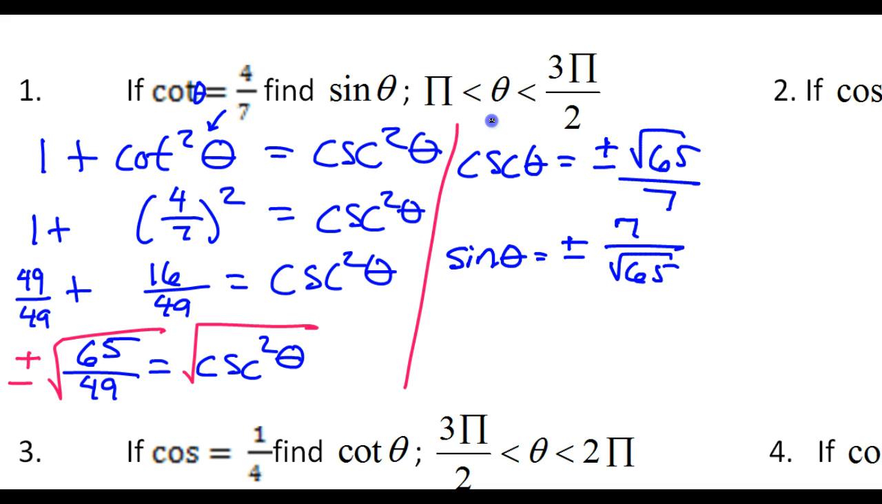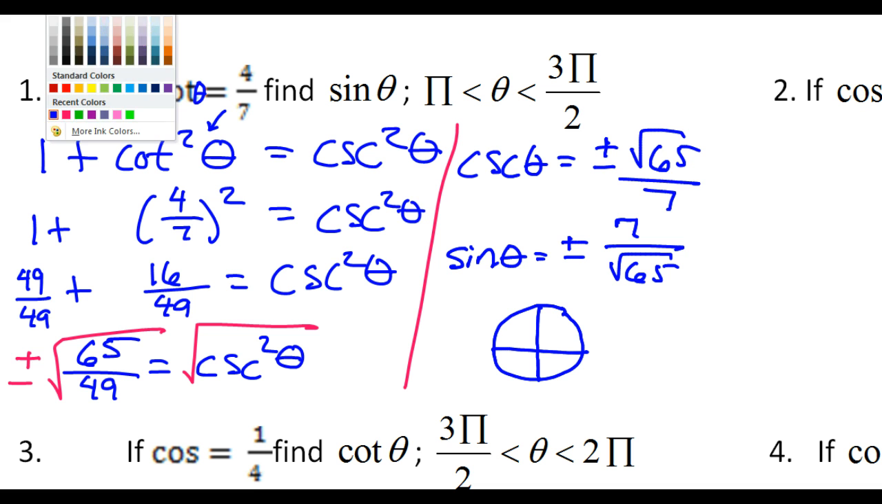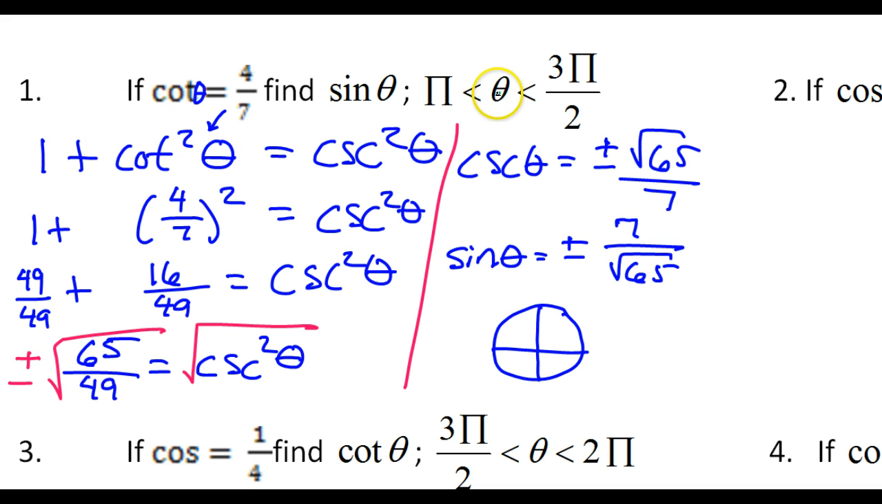To determine whether it's plus or minus, we'll just have to remember whether sine is positive or negative in the quadrant suggested by this interval. And so if I just picture my unit circle here, they're saying the angle between pi and 3 pi over 2. Well, here's pi and here's 3 pi over 2. So they're talking about this quadrant. So is sine positive or negative over here? Well, yeah, it's negative. Sine is a y value, and those are negative down here below the x-axis. So we can be sure that it will be the negative version. So this is the final answer for number 1.